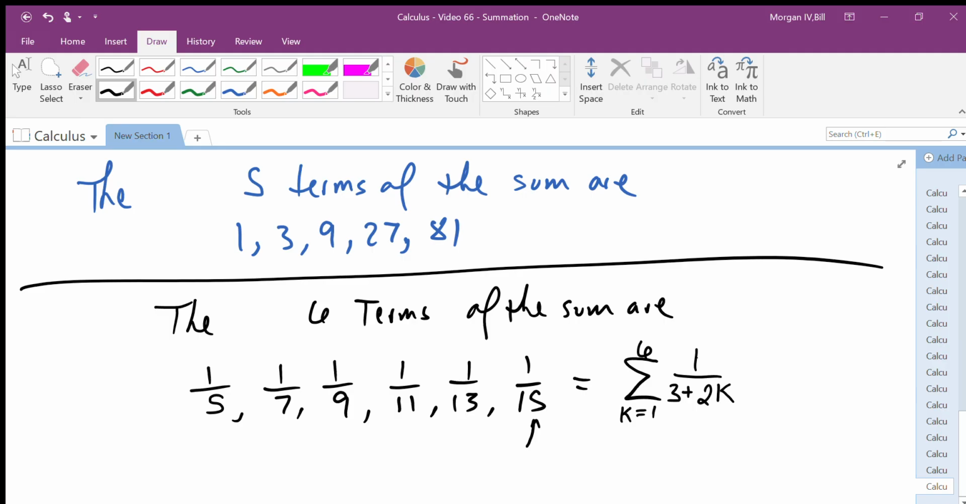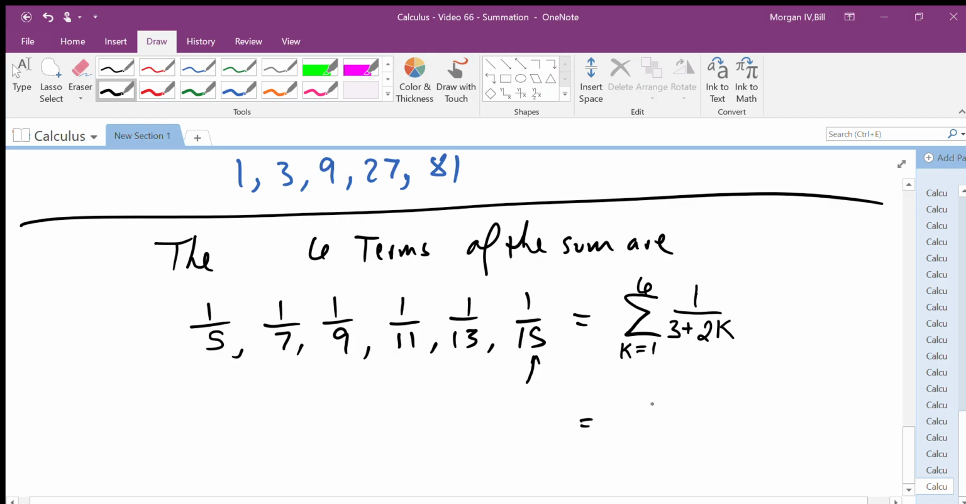But there's another one that would work. What if instead I had the same setup at the beginning, and I have a 2k here, because I know I'm adding by 2 in my denominator. But this time I'm going to let k start with 0. Now if k is 0, 2 times 0 is 0, and so for my initial starting value, I would need to have a 5 right there. So if k is 0, I get 1 over 5 plus 2 times 0, that's just 1 over 5, that's my first term. My last term ends at 1 over 15, so to make that work, k would need to end at 5.